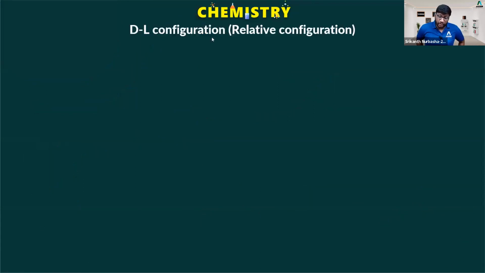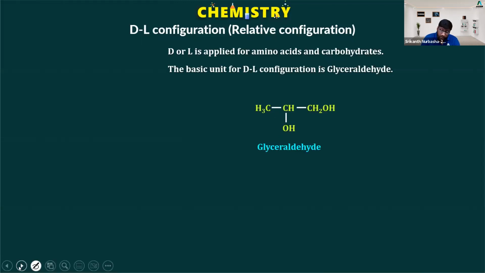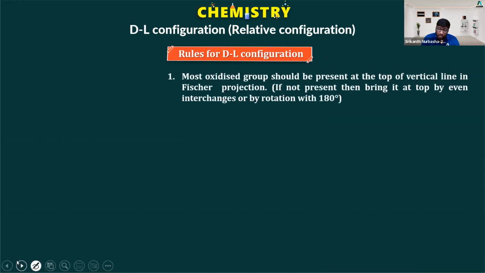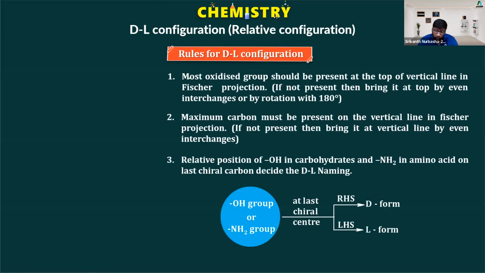Then D and L configuration. This is nothing but relative configuration. Earlier we discussed absolute configuration. This is a relative one. So D or L is applied for amino acids and carbohydrates. The basic unit for DL configuration is glyceraldehyde. So glyceraldehyde is this molecule, CH2OH, CHOH, CH3. What are the rules to apply DL configuration? Understand this carefully. The most oxidized group should be present at the top of the vertical line in the Fischer projection.